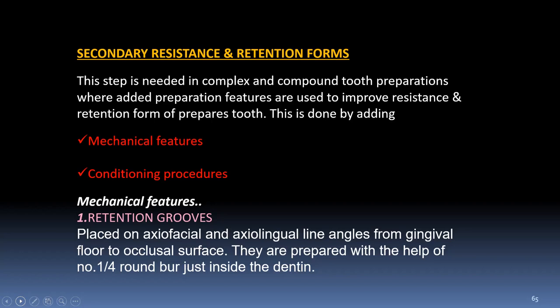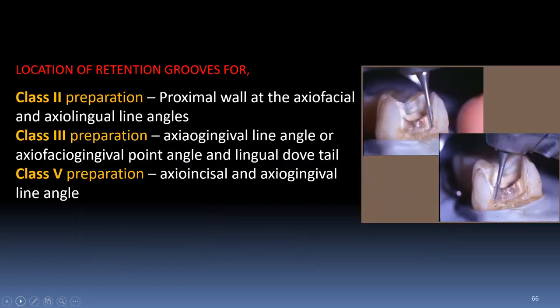Mechanical features include retention grooves. They are placed in the axiofacial or axiolingual line angle from the gingival floor to the occlusal surface, and are provided with a number 1/4 round bur just inside the dentine. The location of retention grooves in a class 2 preparation is the proximal wall at the axiofacial and axiolingual line angles, as we can see in the diagram.